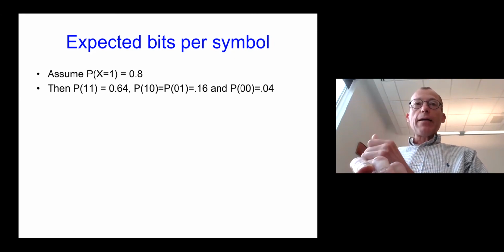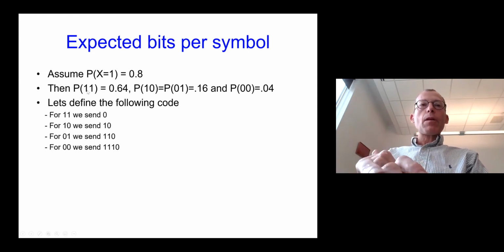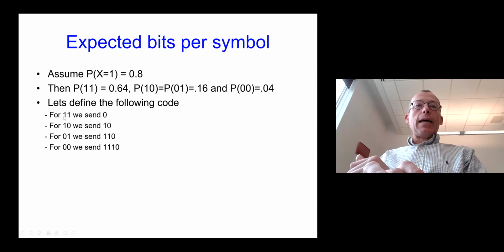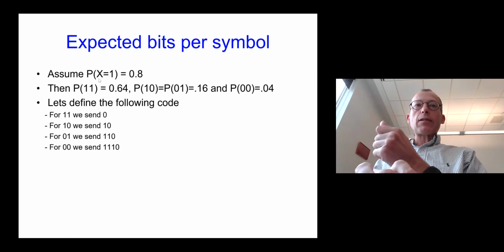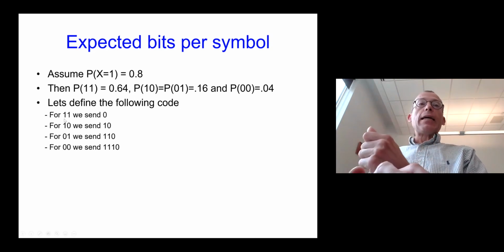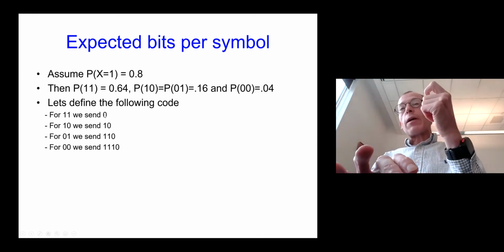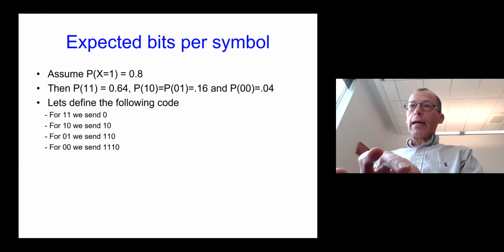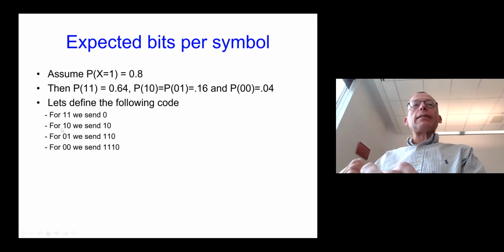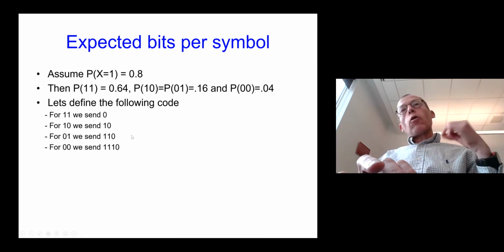Specifically, if I have heads and heads, where the probability of heads is 0.8, I send you a 0. So I flip the coin twice, and then I send you the outcome. If I get heads and then tails, I send you 1, 0. Tails and then heads, I send you 1, 1, 0. And two tails, I'll send you 1, 1, 1, 0. So this is the code I'm going to use.